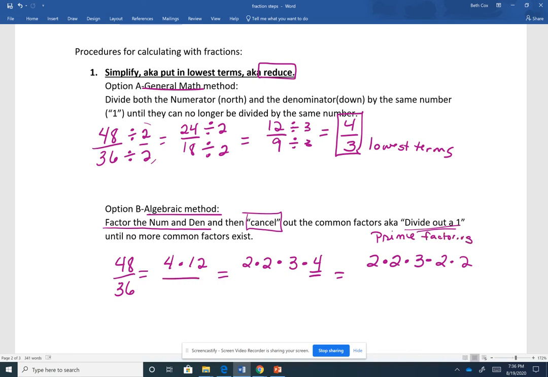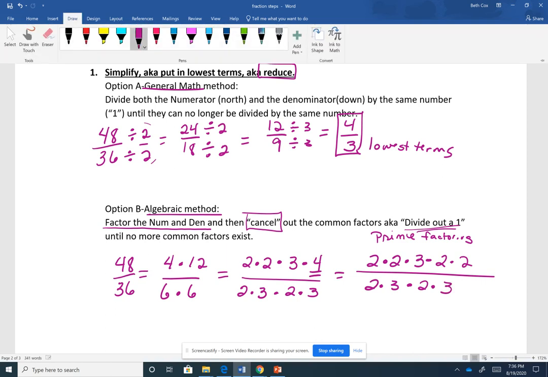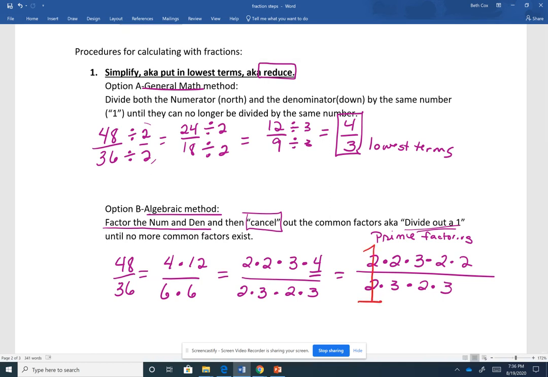And then 36, well, 36 is 6 times 6, which is 2 times 3 times 2 times 3. And that can be what we call canceling out. So there is your magic 1. Here is another 1. Here is another 1. Some people just X them out. I make them 1s. And this is my answer. That's 2 times 2 is 4 over 3.